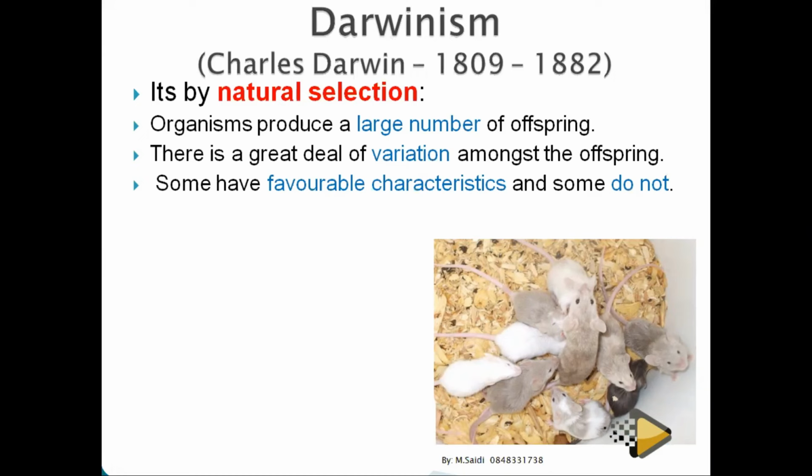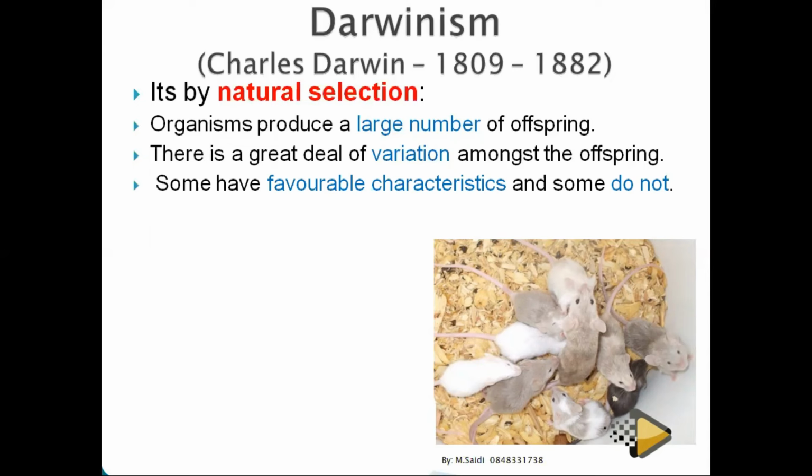Number three, he says that some have favorable characteristics and some don't. Some have favorable characteristics, meaning that those characters can help them to survive. Some don't have favorable characteristics. There are so many kids who want to join our class, but they don't have favorable characteristics. They don't have the data. Maybe they don't have the nice phone to connect, but others do. Those who have, they have connected and they're in class with us, even if they are home. And those who don't have, they're not in class. So they are wiped out. That is what we call natural selection.